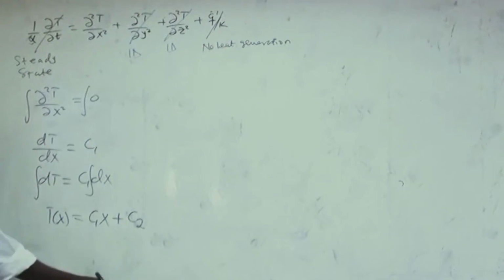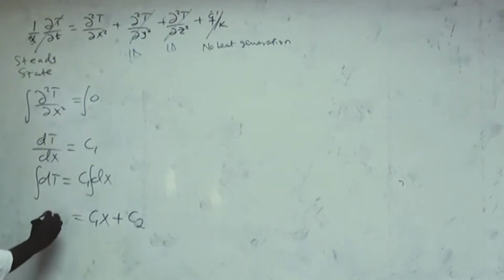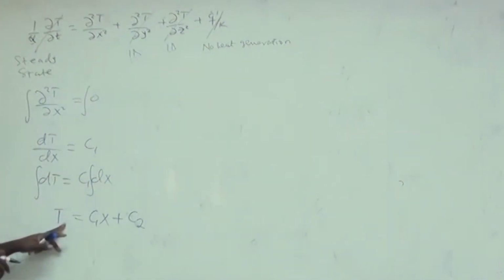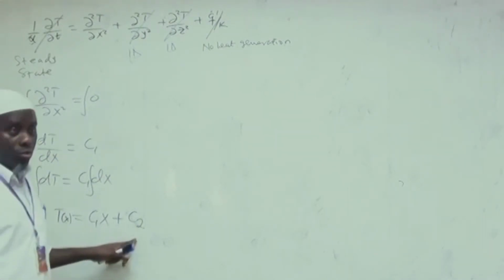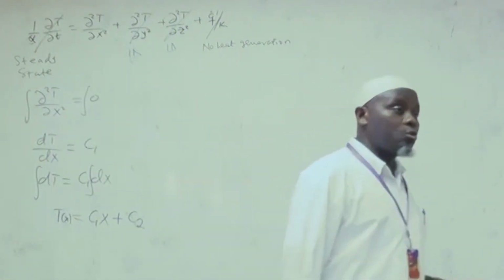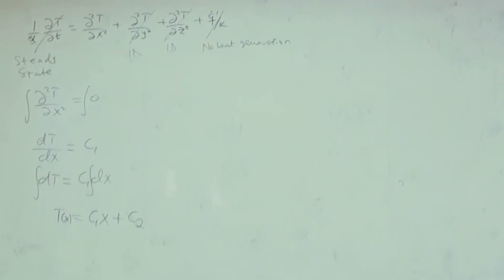Sometimes you can also write just T, it's also correct. But I want to show that T is a function of X. So that's why I put my X over here. It's a function of X. So now we need to solve for C1 and C2. How do we determine C1 and C2? By applying the boundary conditions. This is where the boundary condition is very important. If you don't know the boundary condition, then again, you cannot proceed in this way.